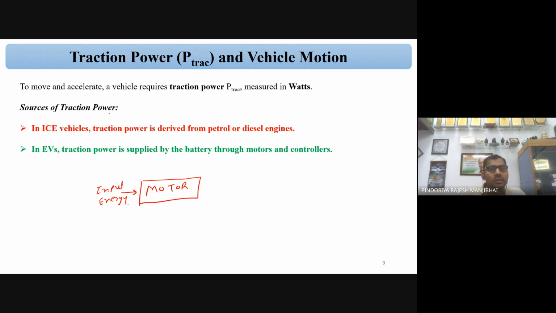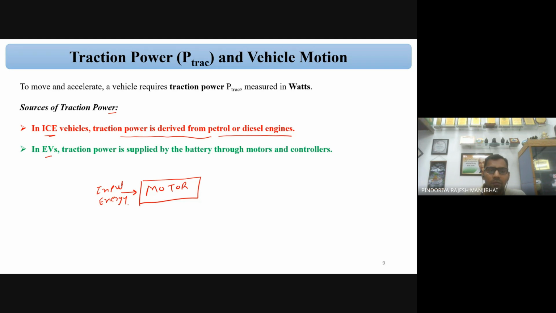Source of traction power: for the ICE vehicle, the internal combustion engine vehicle, traction power is derived from the petrol or diesel engine. Yes, so for the ICE vehicle, input is petrol, otherwise diesel. So from the petrol and diesel, we can convert the power, based on which type of engine is there, correct?